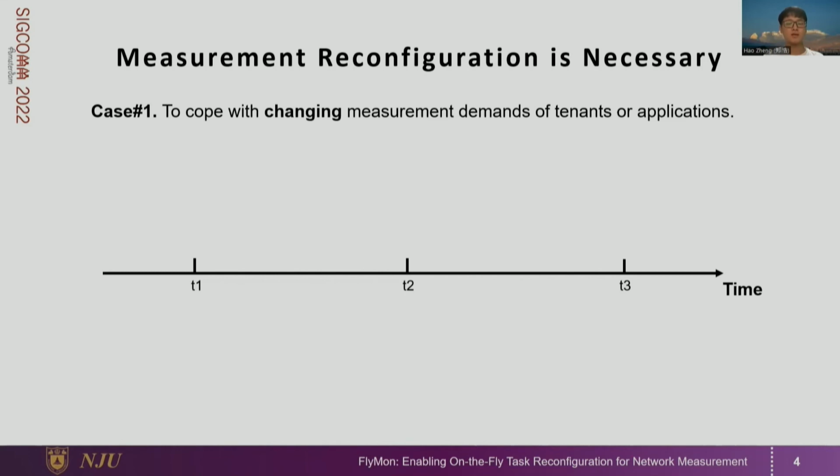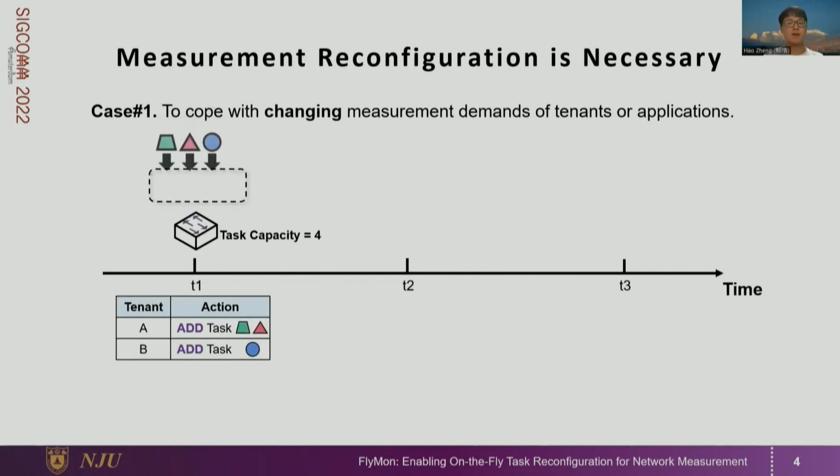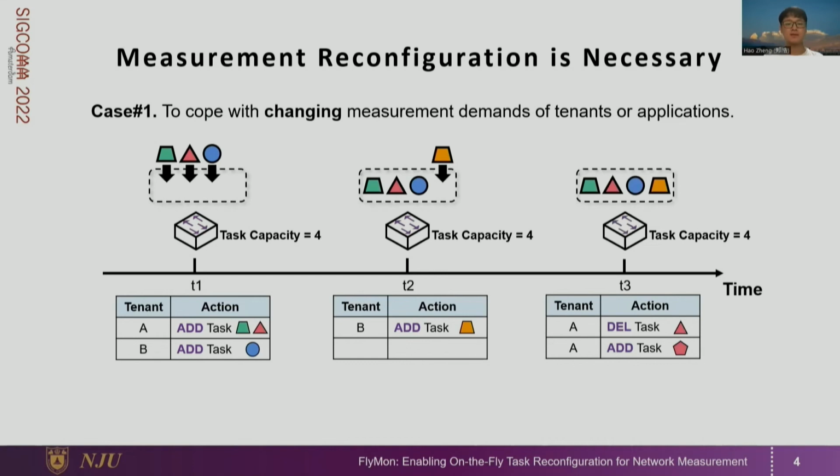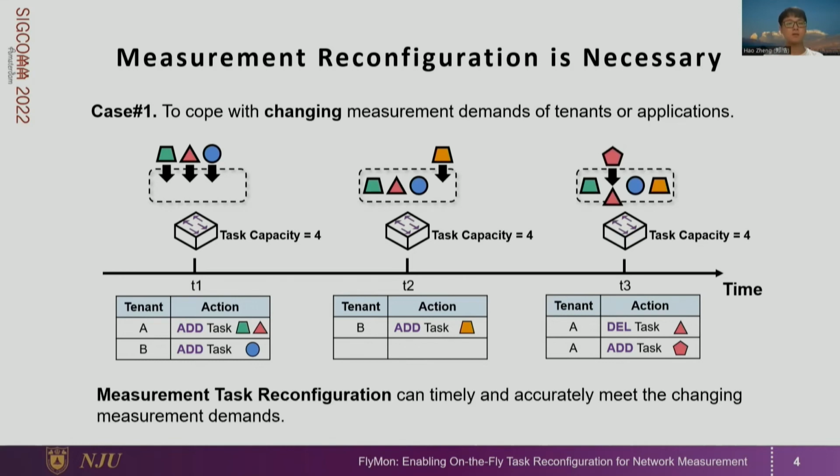The first case is when we try to meet the changing measurement demands of tenants or applications. As time goes on, new tenants or new applications from existing tenants may need to deploy new measurement tasks in the network. Besides, existing measurement tasks may also be replaced or updated. So, measurement task reconfiguration can timely and accurately meet the changing measurement demands.